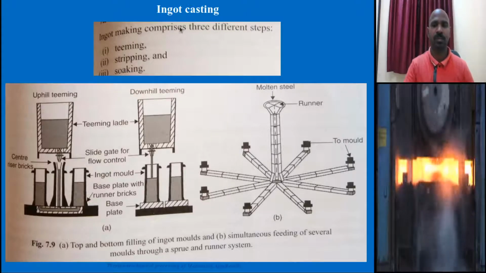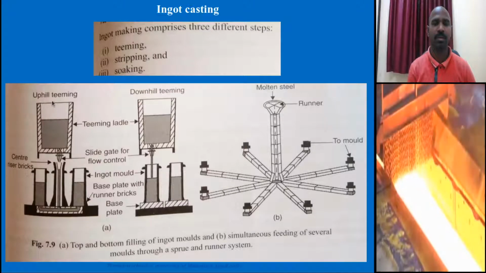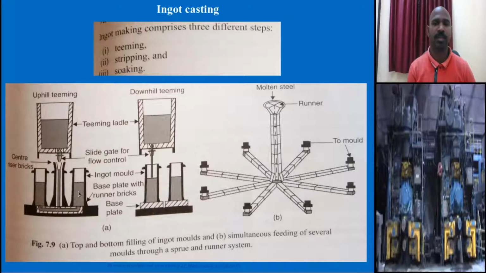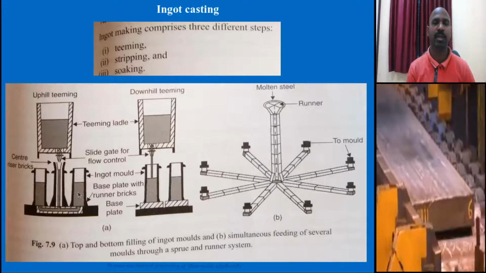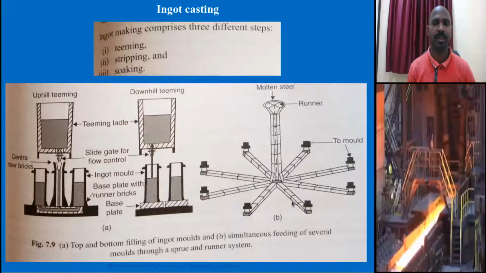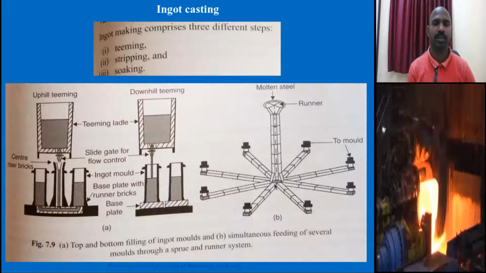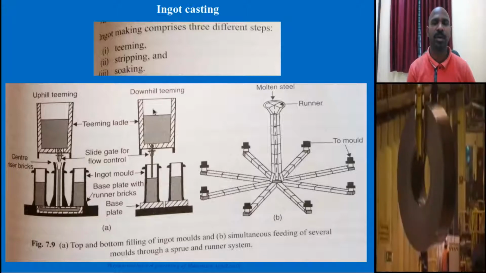And there are many ingot casting methods existing at the industry level. One is the up-hill teeming process. Another is the down-hill teeming process. Here you get a maximum of 2 molds or 2 castings at a time. If you want more than 2, you can choose the multi-mold casting process. Simultaneously you can feed molten metal through the runner and gating system to the molds. You can get many castings at a time. This is one type of ingot casting.